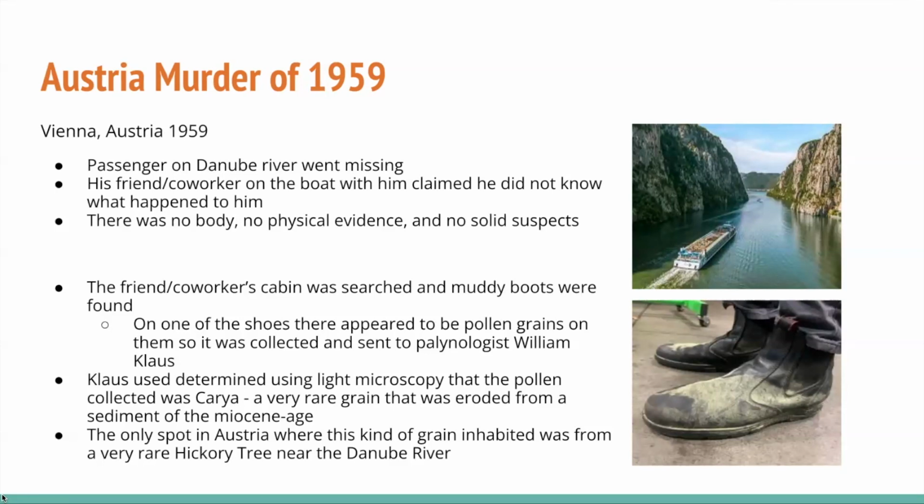and on one of the shoes, there did appear to be pollen grains. So it went to the most famous paleontologist at the time, named William Claus, and he was able to use light microscopy to determine that the pollen on the boot was a specific type of grain called Cara, and this grain was eroded from a sediment of the Miocene age. He knew this was a very rare grain, and he knew that the only area in Austria where this grain had inhabited was a hickory tree near the Danube River.